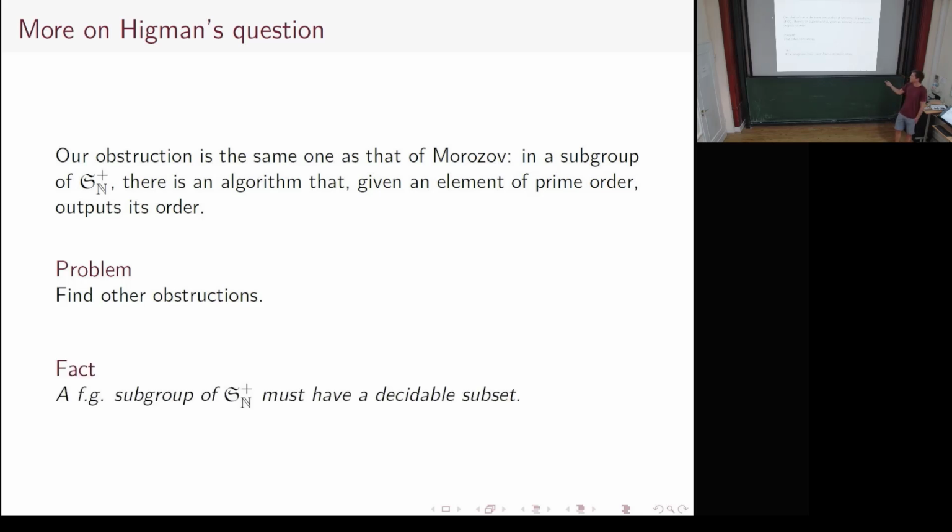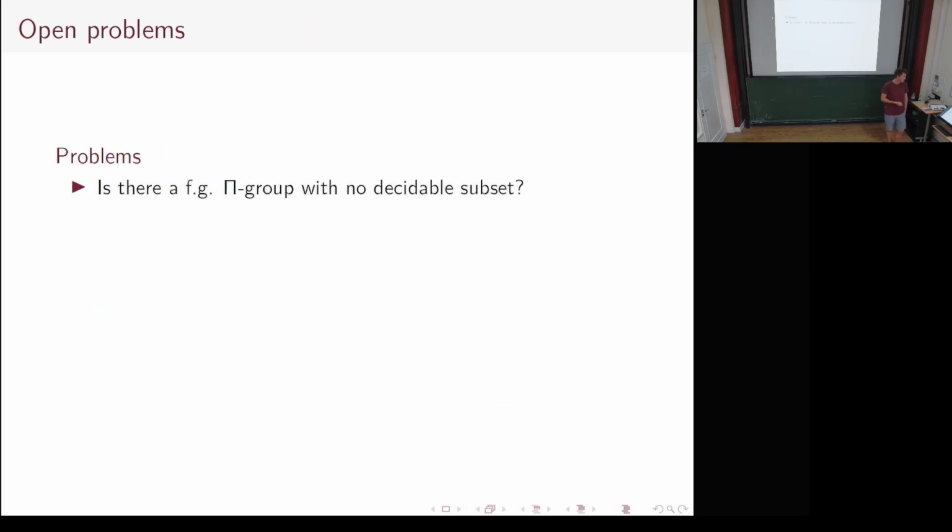For instance, a finitely generated subgroup of this group of computable permutations must have a decidable subset. Not too hard to see. And problem, is there a finitely generated group with co-semi-decidable word problem that doesn't have a decidable subset? And the same question for finitely presented groups is open. So finitely presented group with no decidable subset.